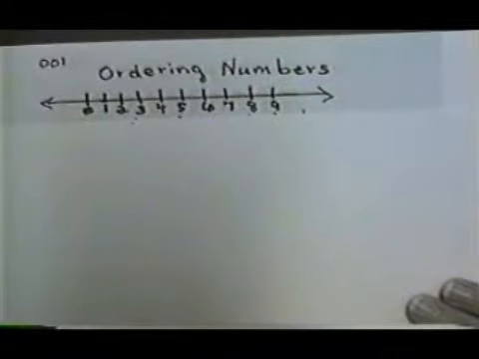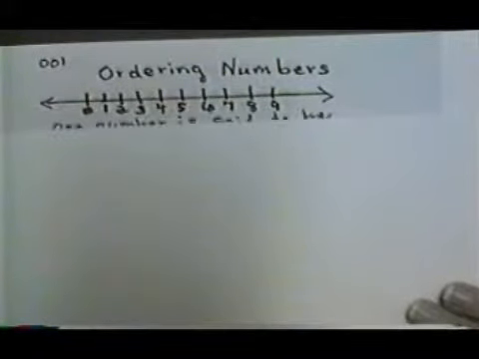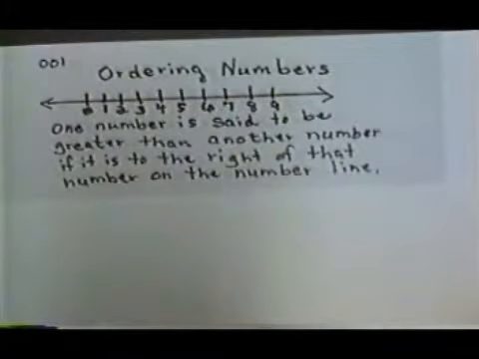Now, the way we order our numbers, you certainly know which number is bigger than another one, but we have a definite rule for ordering. We say one number is said to be greater than another number if it's to the right of that number on the number line.